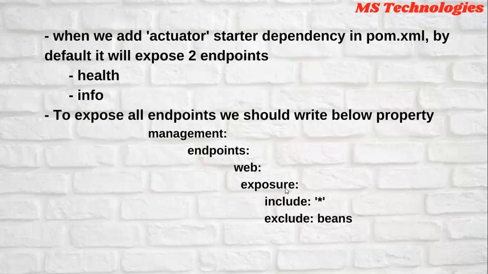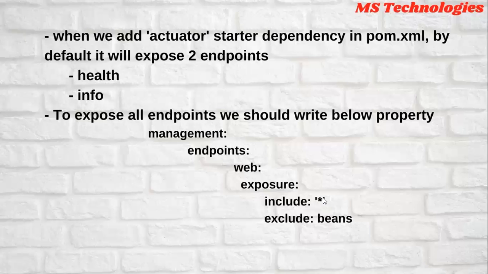Then we can use any endpoint in our application. If you want to expose all endpoints for our application, we need to add this property inside the application.yml file: management, endpoint, web, exposure, include, star. Star means you will get all endpoints. Here you are exposing all endpoints.